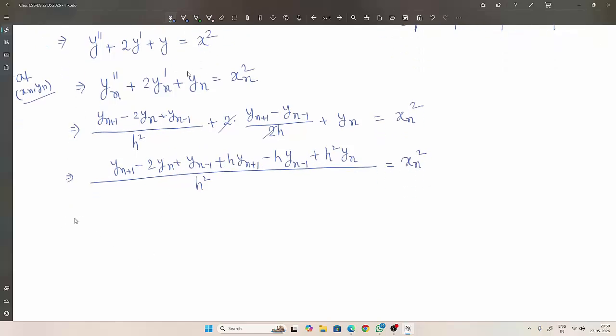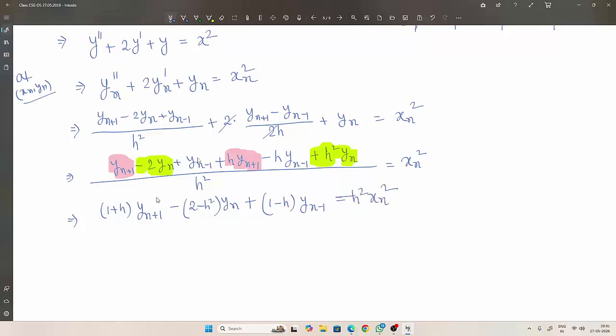So what we are getting from this expression? Take the yn+1 expression together. So we are getting 1 plus h into yn+1 expression. These two terms have been covered: this is one yn+1 expression, and this is another yn+1 expression. Now after that locate the yn expression. This is one yn expression, this is another yn expression. So take these two together. I am taking minus here, then 2 minus h square into yn expression. After that take the yn-1 expression together, so plus 1 minus h into y of n minus 1. This is equal to h square into xn square. Up to that expression, is it clear or not?